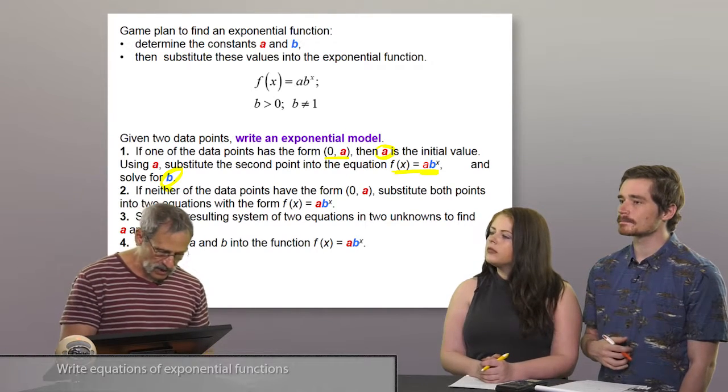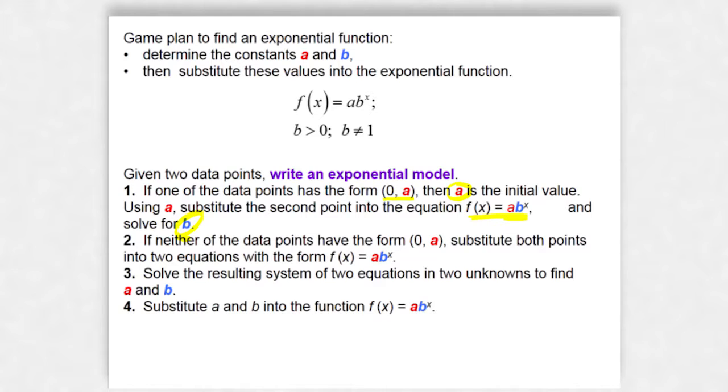You're going to see the more difficult case. The more difficult case is what? The more difficult case is, well, neither of the points have this form. You're given just 2 points. And what you'll do is you'll substitute both of the points into this formula, one at a time, creating 2 formulas. And then you'll have to solve those 2 equations simultaneously for a and b. And again, we're looking for a and b.